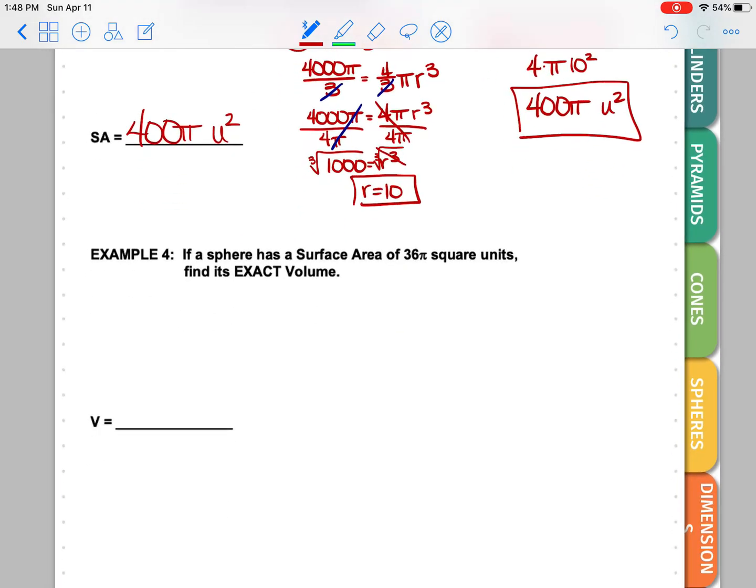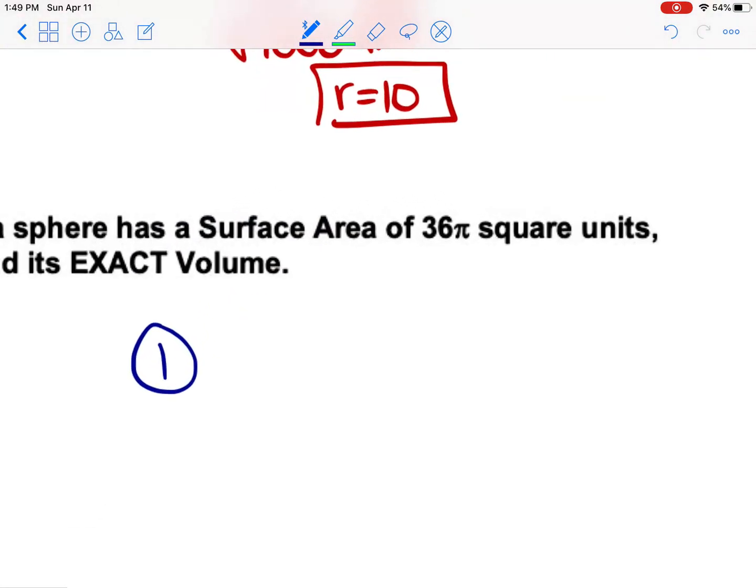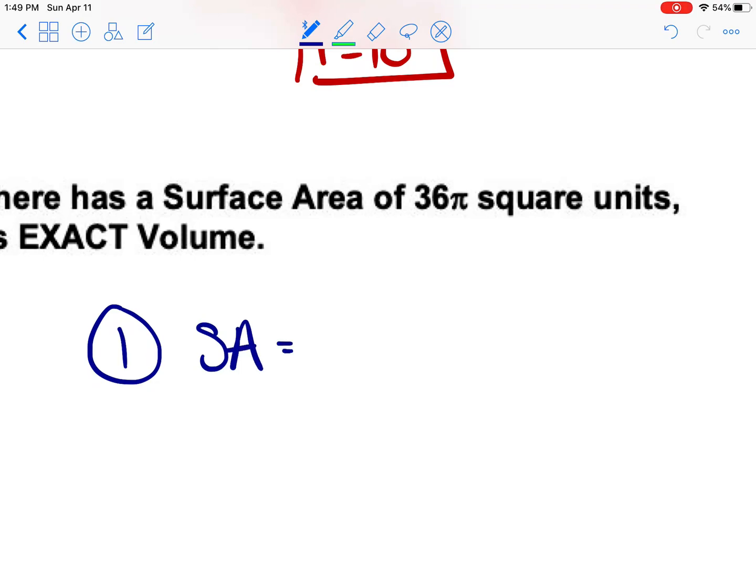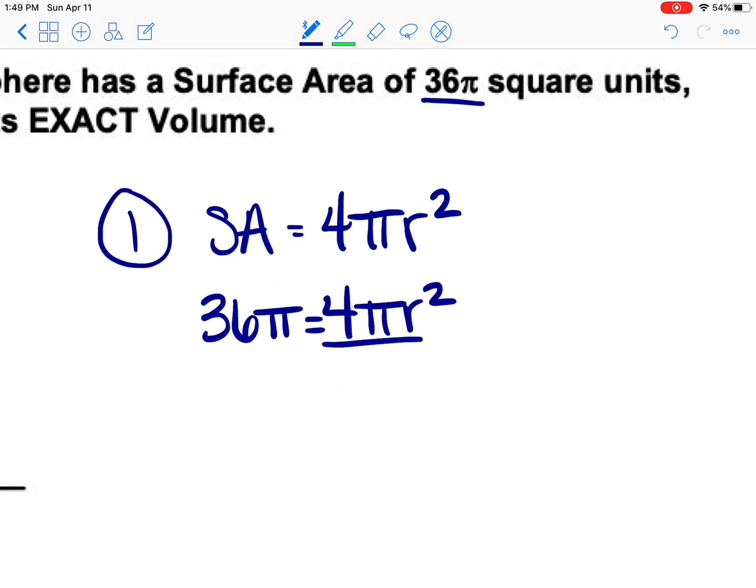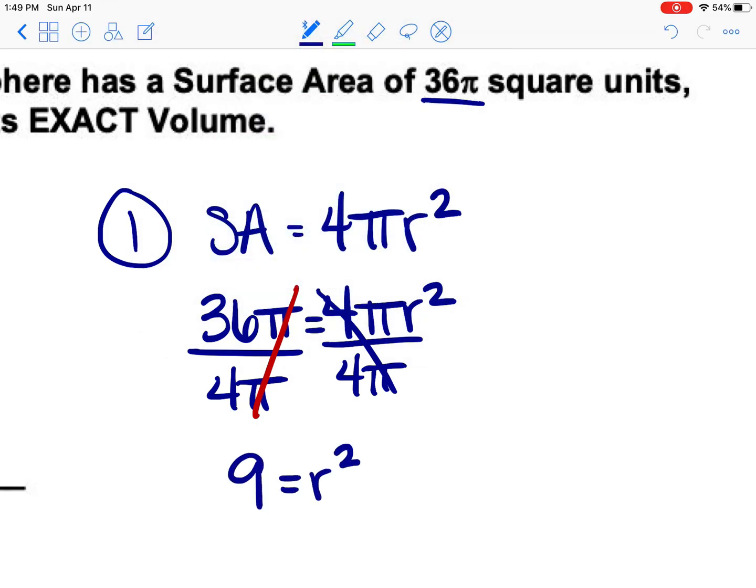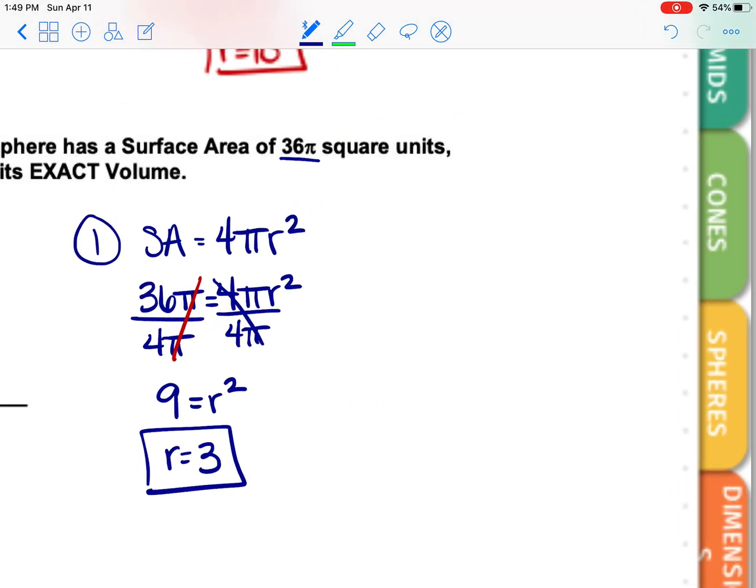So now let's do the flipped version of this. This next one, we're given the surface area and they want to know the volume. So step 1 is, again, let's start with what we know. We know surface area formula is 4 pi r squared. We know the surface area, so let's replace that. Our goal is to get the radius, so let's divide both sides by 4 pi. The pi's are going to cancel each other out. 36 divided by 4 is 9. So 9 equals radius squared, which means our radius is 3 when we square root it. So step 1 is done.